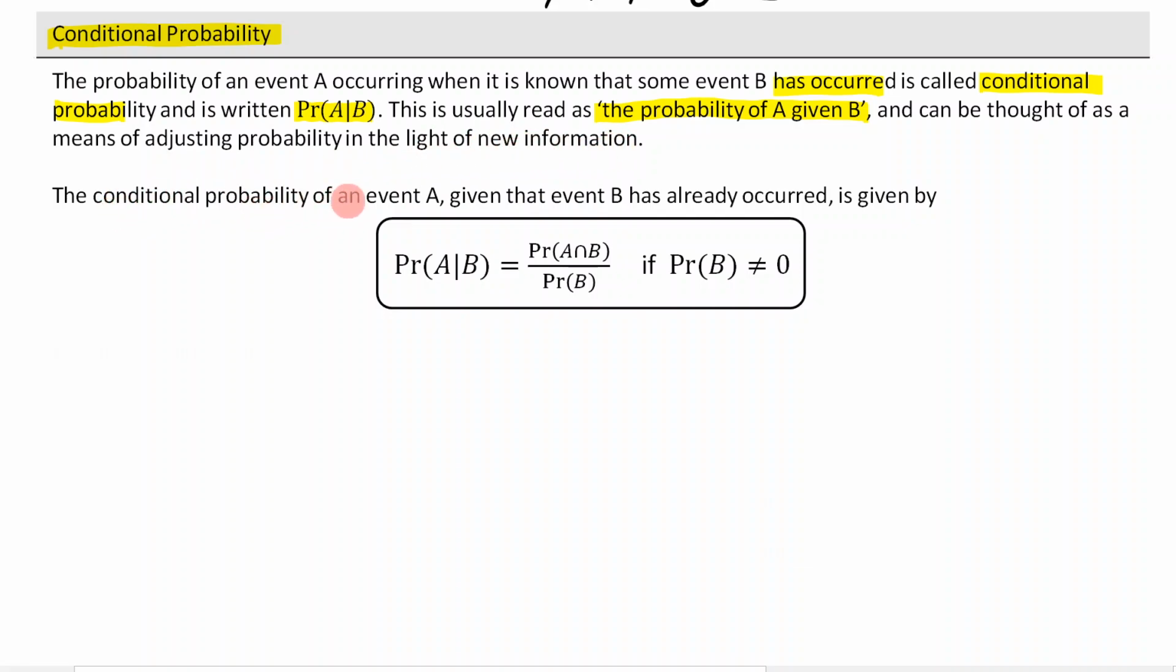The conditional probability of an event A given that event B has already occurred is given by this. So the probability of A given B is the probability of A intersection B over the probability of B, if the probability of B does not equal 0, because of course you can't divide by 0, it would be undefined. So that's the thinking behind conditional probability. Hopefully this example and this definition have helped you get your head around it, but now we're going to go through a few more examples as we're learning about conditional probability.